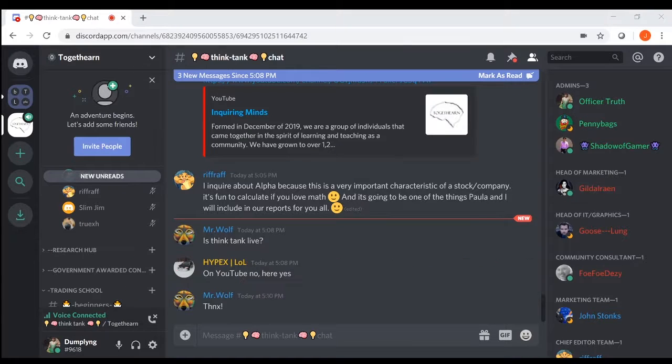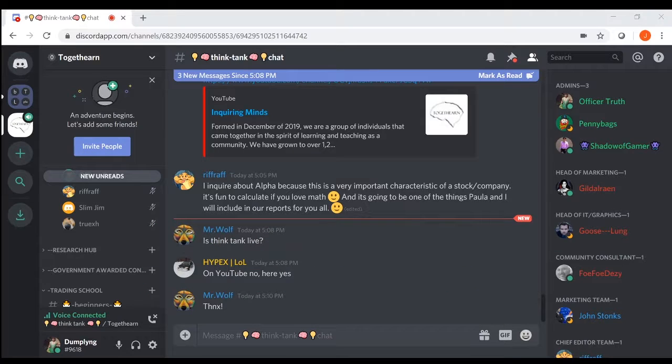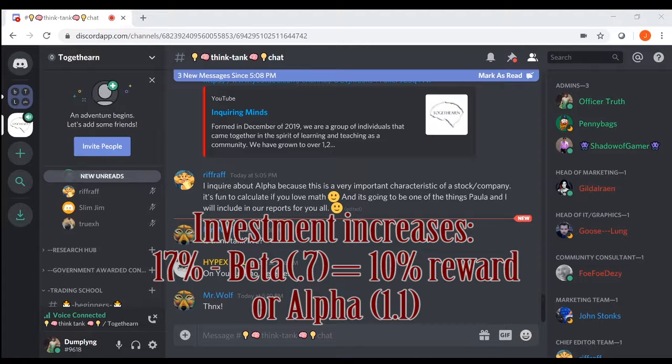Okay. Now, just to dive a little further into it, alpha is the extent to which an asset's or portfolio's annual return exceeds or falls short of its expected returns. So positive alpha is always more desirable. So just to give you an example, if the investment increased by 17% and the investor had a beta of his portfolio of 0.7, that's an overall 10% reward over. So that's going to be a positive alpha. So the alpha would be something like 1.1.